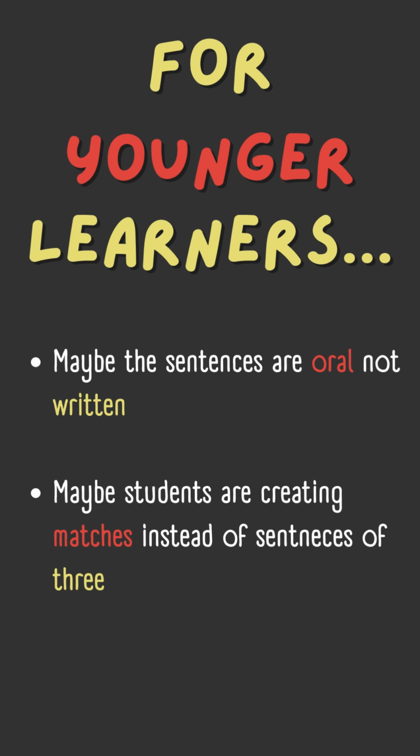What does this look like for younger learners? For younger learners, maybe the sentences are oral and not written. Maybe you're having them just read their sentence out instead of writing it down. You also could have them go back and draw their sentence once they've created it. Or maybe the students are creating matches instead of sentences in threes. Maybe they're playing it more like a memory game instead of a tic-tac-no, and they make the sentence with the 2 cards that they turn over.